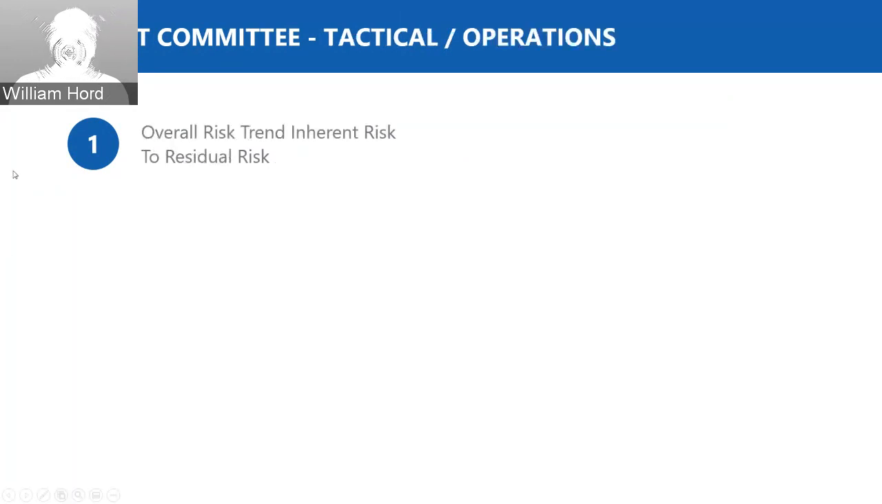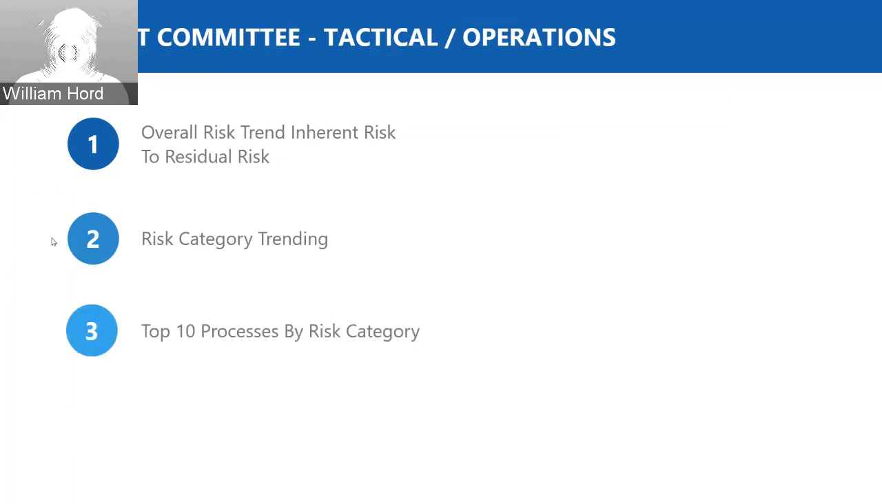Tactically, as you can imagine, that's kind of where they really live today, which is overall risk trend of inherent risk to residual. That gives them an understanding of operationally, where is the business moving? Risk category trending. Again, where is the business moving operationally today? Top 10 processes. This helps them to understand, as they build their audit plan for next year, okay, well, what are the 10 top processes by risk category?